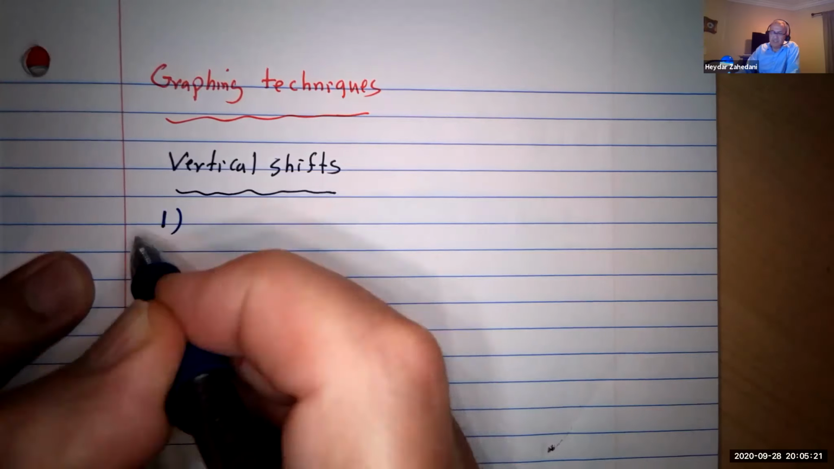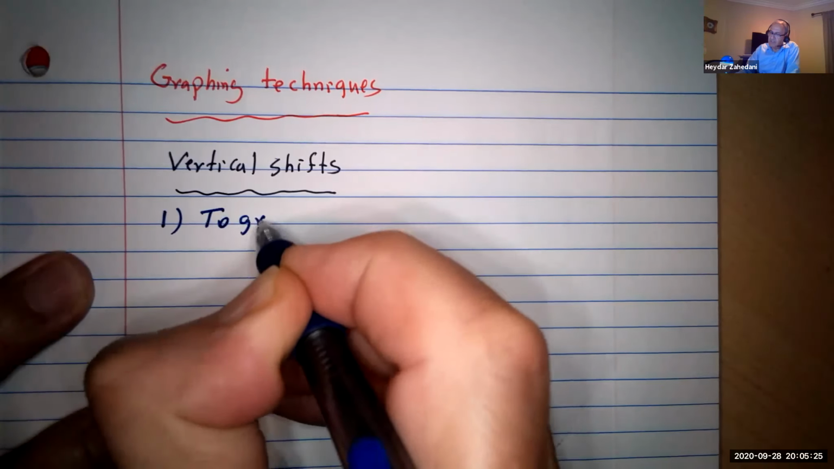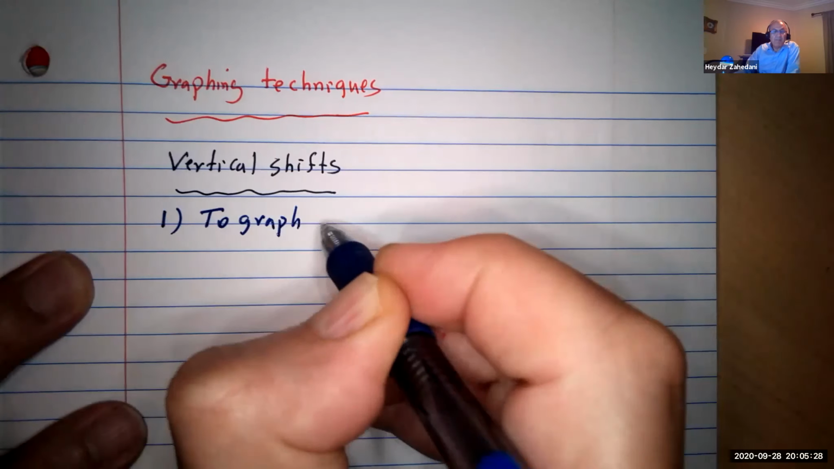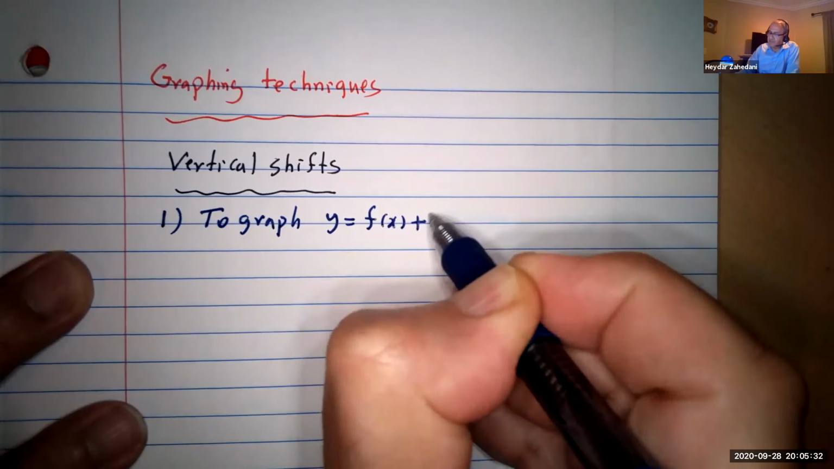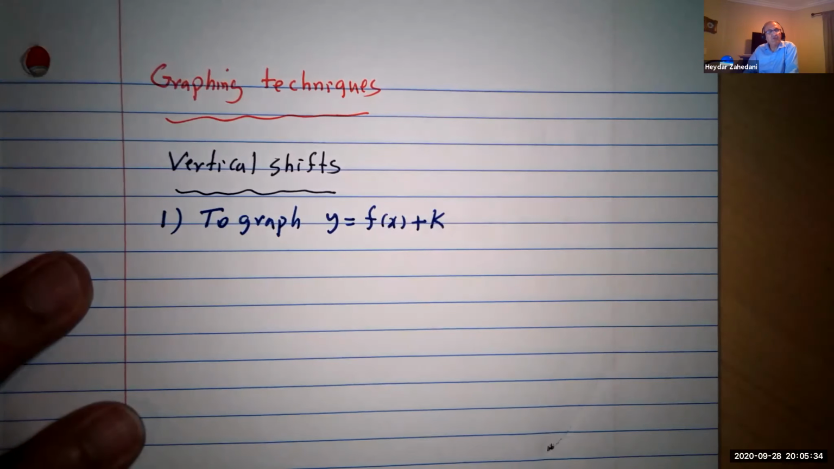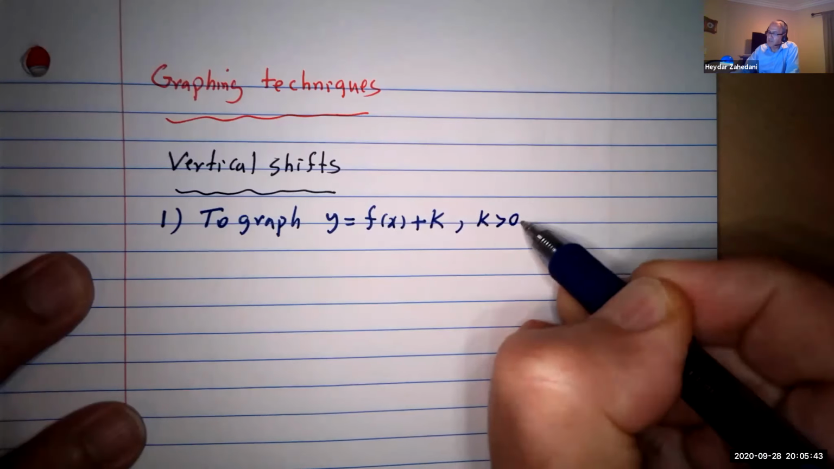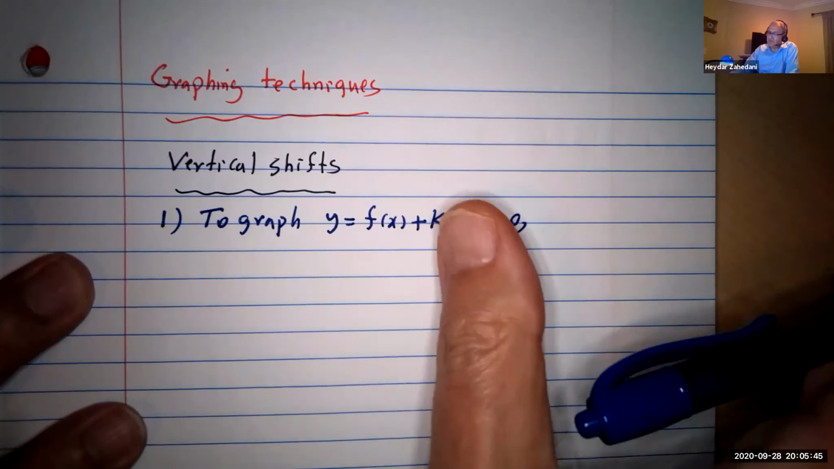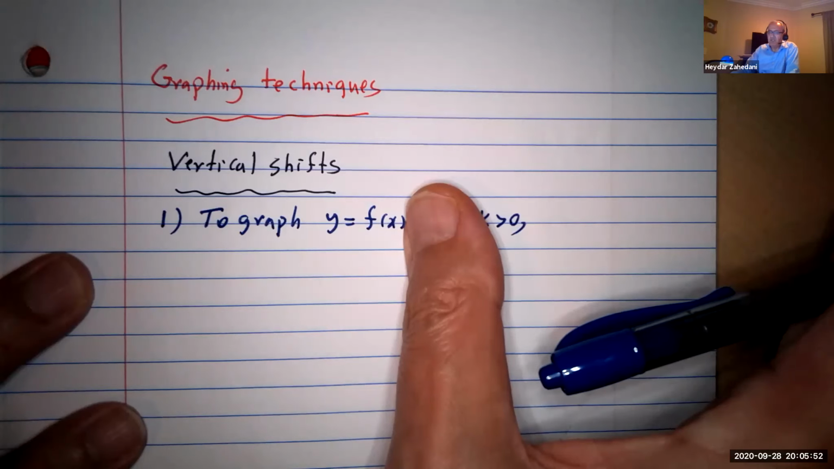There are two possibilities. The first one is to graph y equal to f of x plus k. So you already have y equal to x squared, if you like. You want to graph this one when k is positive. So what you are going to do is graph y equal to f of x first. Then you raise it. You move it up k units.